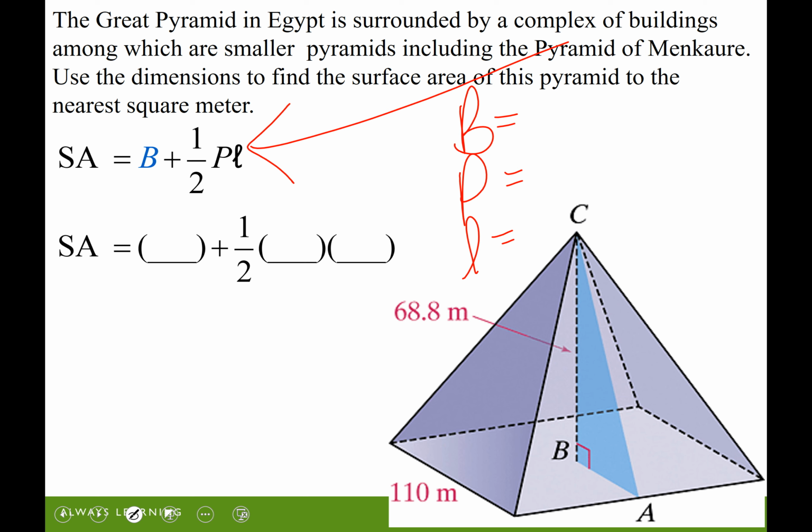First blank is the area of the base, capital B. Well, our base this time just happens to be a square. So that would be 110 side length squared. So that's our first blank. Get my calculator. 110 times itself is 12,100.